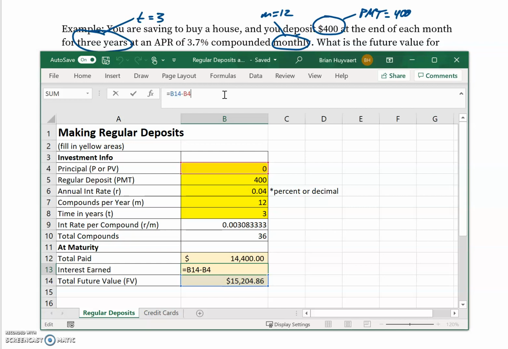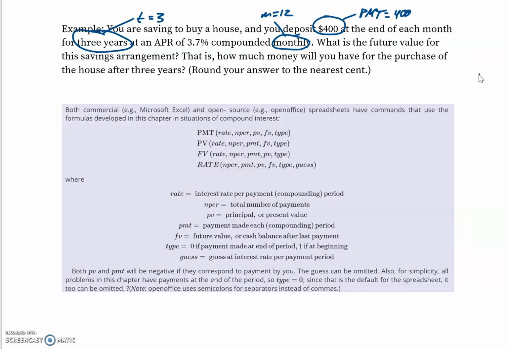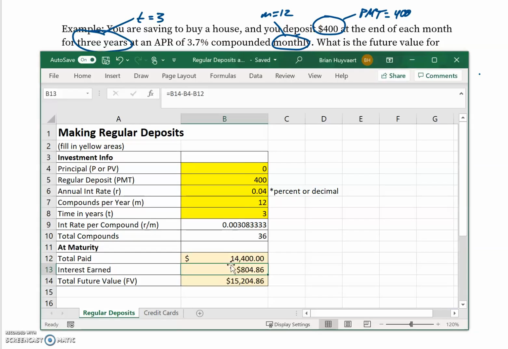So this one, sorry, is a small change. It's supposed to say minus what you paid and minus the principal. So that's going to be 804, right? That's just the difference of how much I paid and what the total value is. So this will be 804.86. And let's see, what did we want to know? So what's the future value for this? And so that's our value with the interest added in there. So that's going to be the $15,204.86.